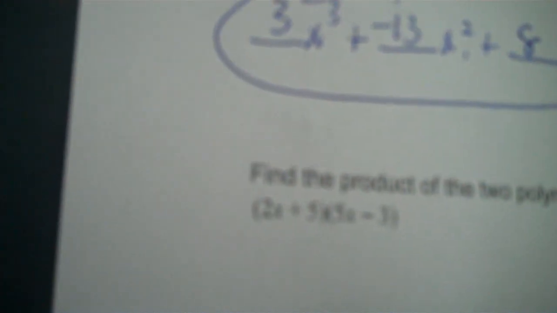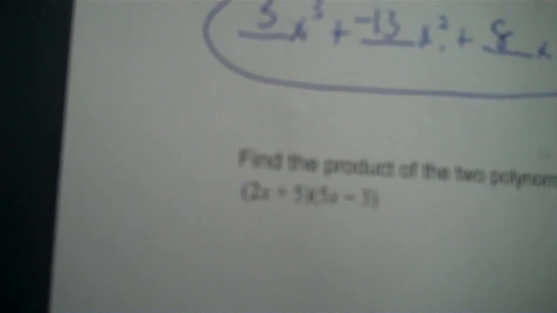Okay? Find the product of the two polynomials. We got a 2 multiplied by x, and then a 5 that isn't multiplied by x, and then a 5 multiplied by x and a minus 3. So we can't do the plus minus because one value is multiplied by x, the other is not. They're not like terms. So we take 2x times 5x and 2x times negative 3. And 5 times 5x. And then 5 times negative 3.